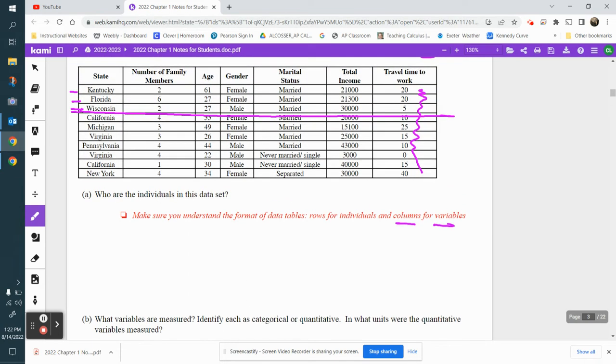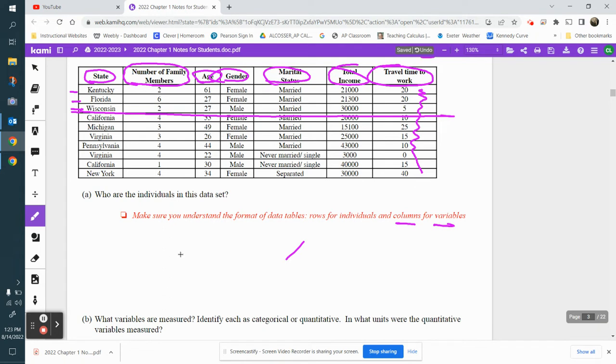what variables are measured? So the different variables here, and this is where this may get a little bit hard, I may have to go back and forth. The variables that are measured are the state. We have the number of family members. We have their age. We have gender. We have marital status. We have income. We have time traveled to work. And so, which ones are categorical and which ones are quantitative?